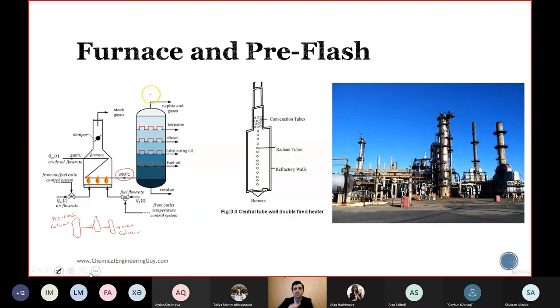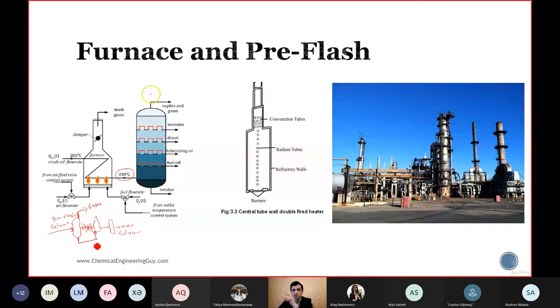So pre-flash means separating the gases from the stream. I have the main stream here. With pre-flash, I can separate the gases here, and then I have liquid here, which can be sent to the furnace. Then I do not have this one. It helps me to separate the gases, and I heat a lower amount of feed into the main column. This way I can reduce the power or the required fuel of my furnace. That's why we can use the pre-flash column.